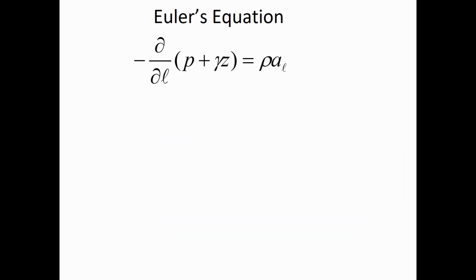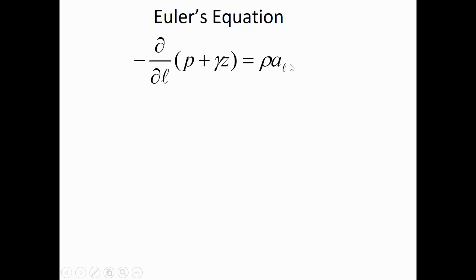Okay, now Euler's equation. Let's get into it. We've got this formula for Euler's equation, and what it says is that the piezometric pressure changes in the L direction. The minus sign says that it changes in the opposite direction to the acceleration in the L direction. So if you're accelerating in one direction, then the pressure is increasing in the opposite direction.